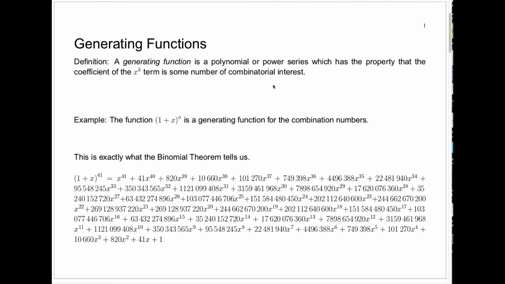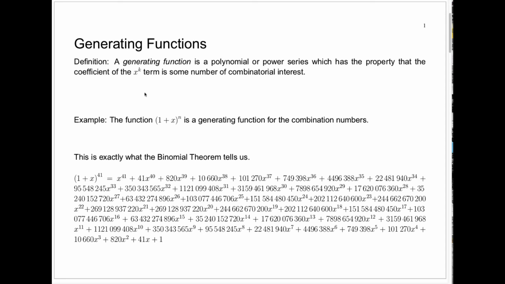A generating function is just a polynomial, or in fact, we're going to be talking about generating functions which are power series, though our book sticks to finite degree polynomials, which has the property that the coefficient of the x to the k term is some number of combinatorial interest, so that we're going to be able to ask a combinatorial question and look at the coefficients on the different powers of x to get different answers.